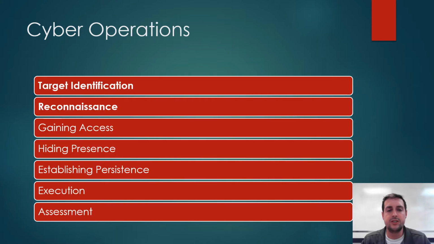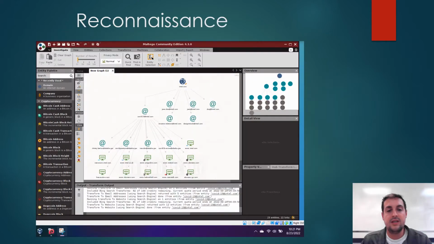So with the penetration methodology, we have 7 cyber operations. These are target identification, reconnaissance, gaining access, hiding presence, establishing persistence, execution, and assessment. And really, in this lab, we're only going to go over target identification, reconnaissance, and gaining access. Since we've already identified our target, we're going to move on to reconnaissance.